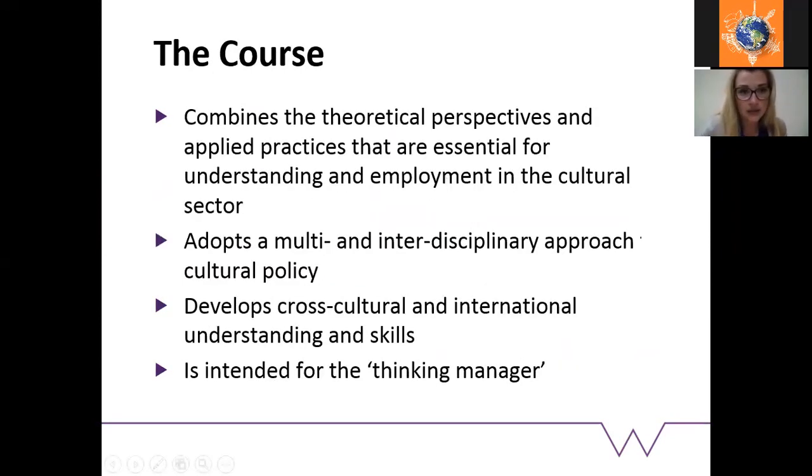The course itself combines the theoretical perspective and applied practices that are essential for understanding and employment in the cultural sector, and it adopts a multi and interdisciplinary approach to cultural policy. Again, don't forget you'll be studying alongside different nationalities, and perhaps you'll even be taught by an academic with an international perspective. The course develops cross-cultural and international understanding and skills. But to be honest, if you start thinking about it, Britain is an increasingly international community.